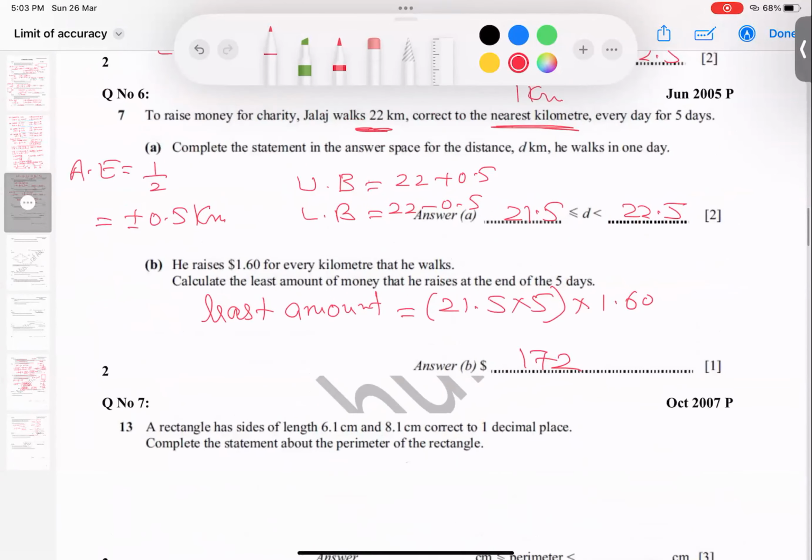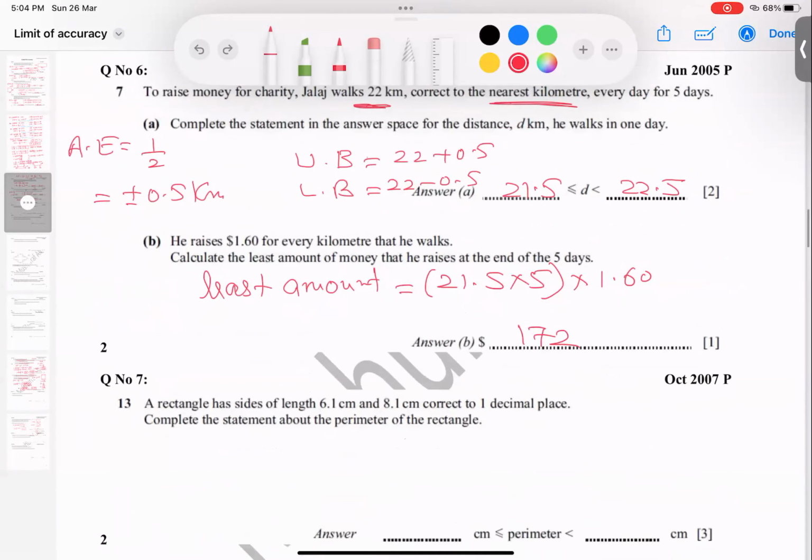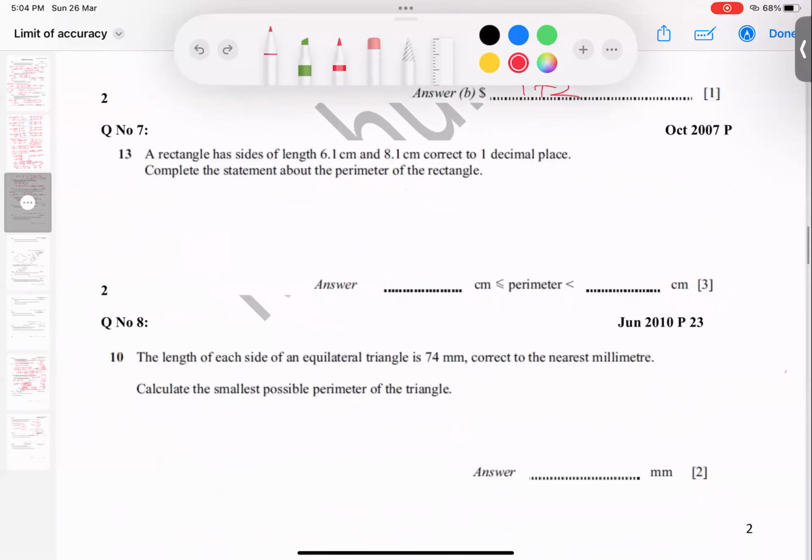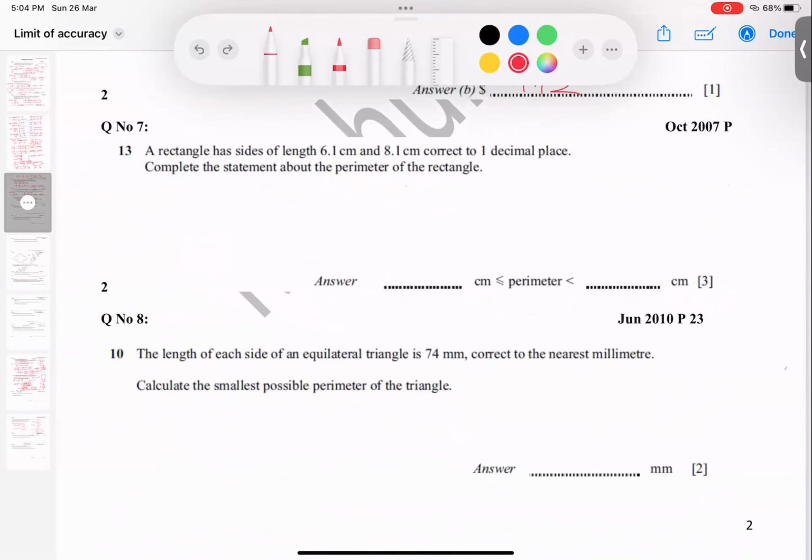Before I move on to the next question, just wait, please. Students, something new is here. What is the new part? He said a rectangle. Look here, students, this is a rectangle. I just made a rough rectangle. Length is 8.1 and width is 6.1 centimeters, and they are correct to 1 decimal place.